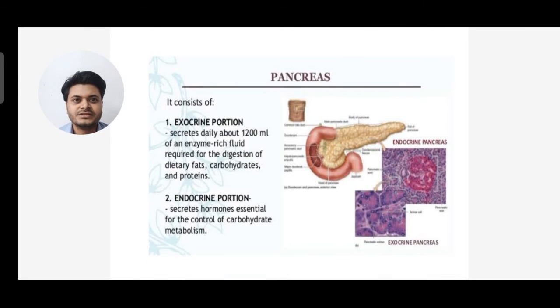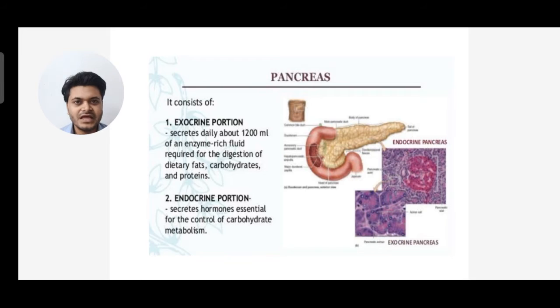The same thing you can see here: it consists of an exocrine portion and an endocrine portion. The exocrine portion secretes daily about 1200 ml of an enzyme-rich fluid required for digestion of dietary fats, carbohydrate and protein. The endocrine portion secretes hormones essential for the control of carbohydrate metabolism. So the exocrine portion secretes pancreatic juices, and the endocrine portion secretes from the islets of Langerhans.